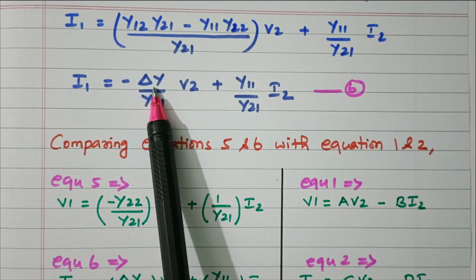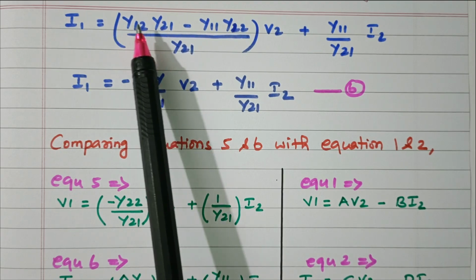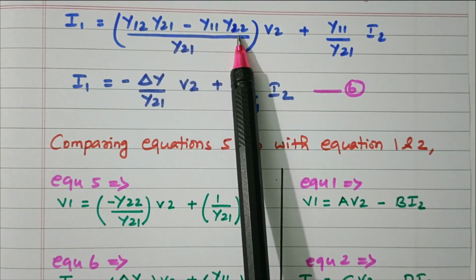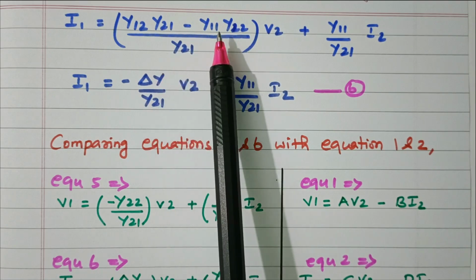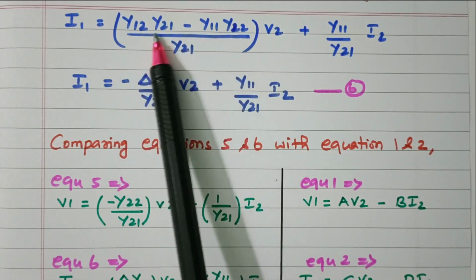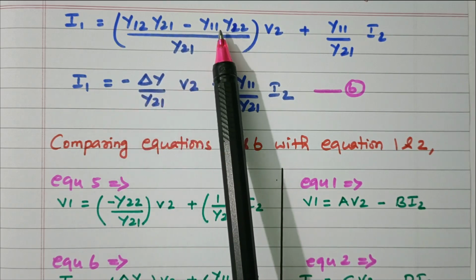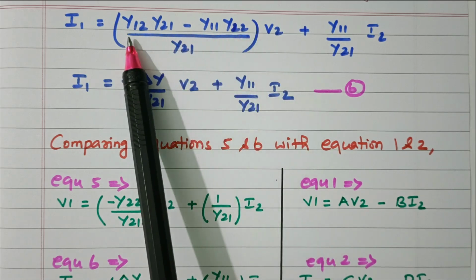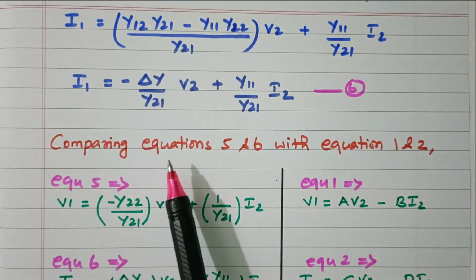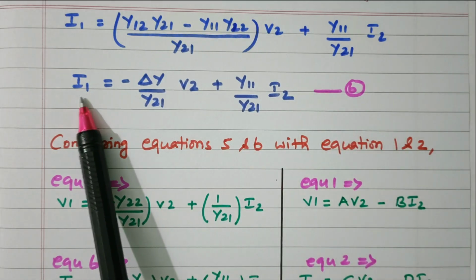This is nothing but the determinant of the Y matrix. Actually the determinant is Y11 into Y22 minus Y12 into Y21. Now the term is available in reverse order, so it is negative. So delta Y is actually Y11 into Y22 minus Y12 into Y21, and here it is given as negative. Now we'll take this as equation number 6. Now we got the expression of I1.